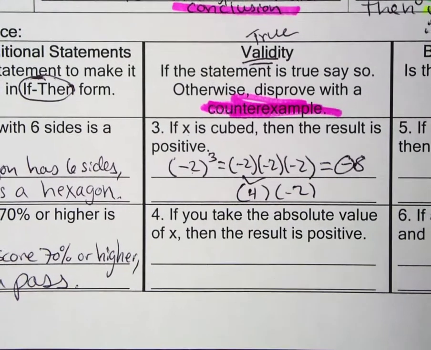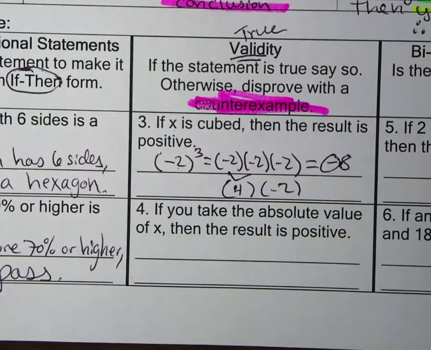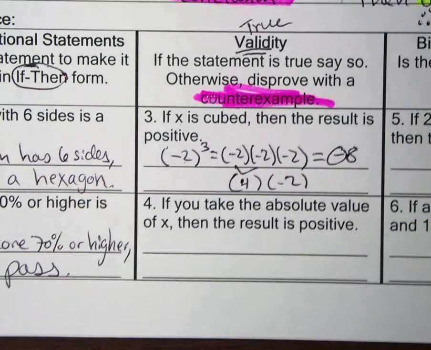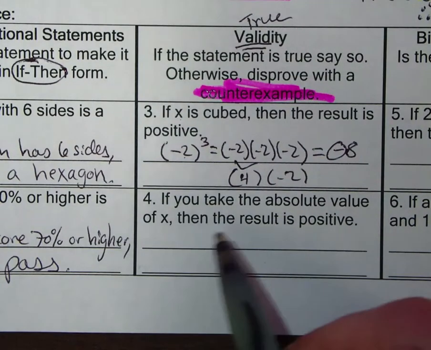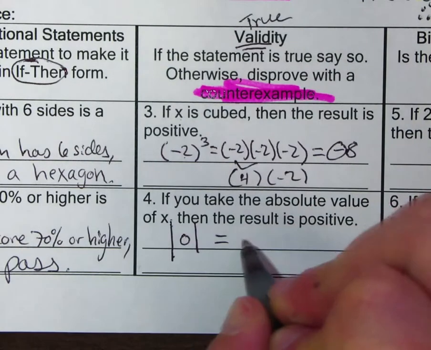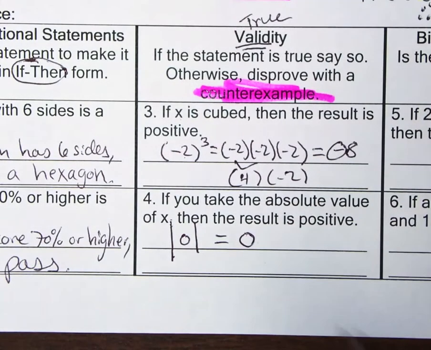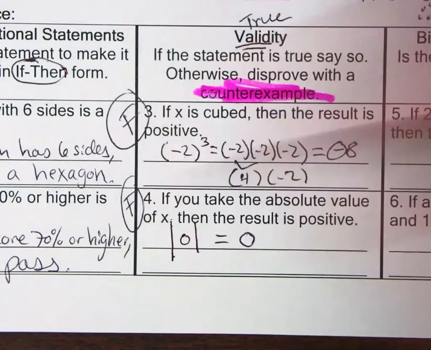Let's look at number 4, or you can hit pause and try it yourself. Can you disprove it? Okay, the answer? Actually, you can disprove it. It is not always true. And again, the conditional statement has to be always true. If you take the absolute value of x, then the result is positive, unless you take the absolute value of 0, which is 0, and 0 is neither positive nor negative. So this one was false, and so was this.